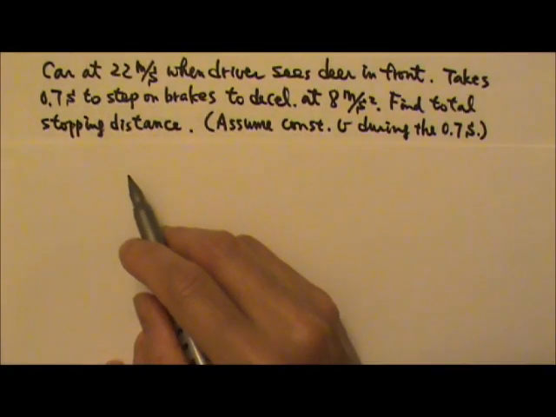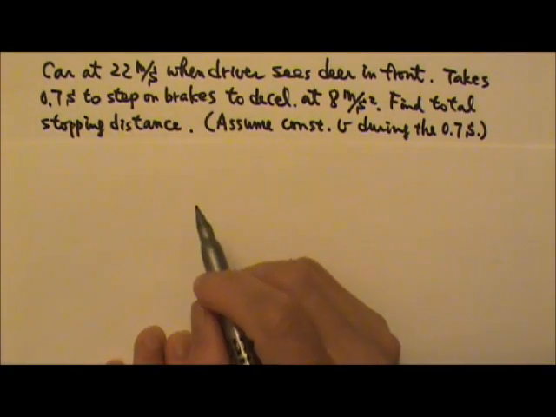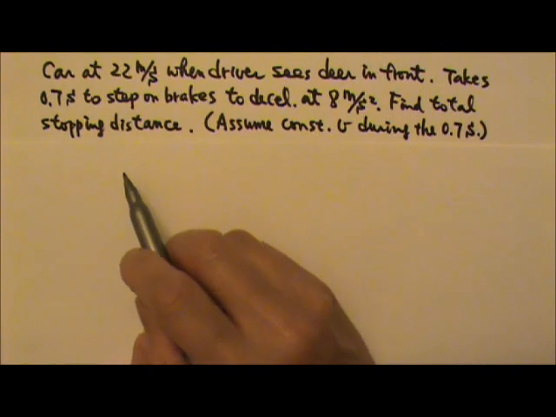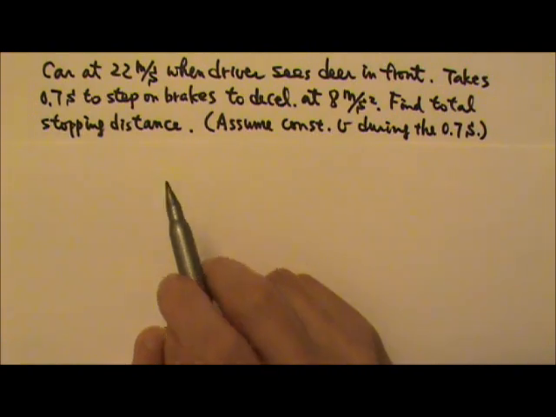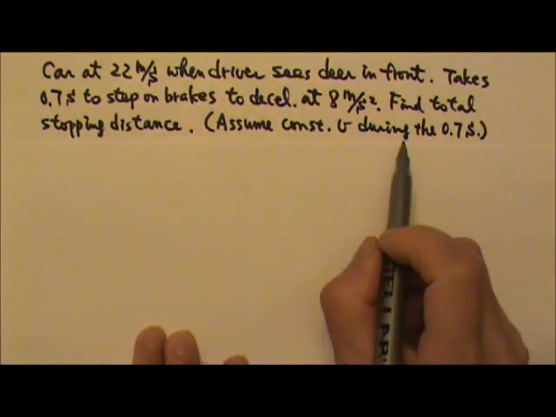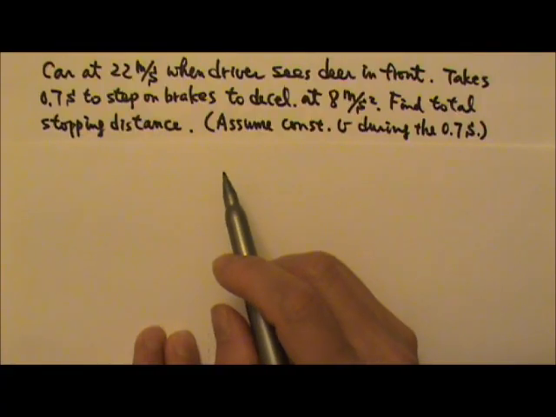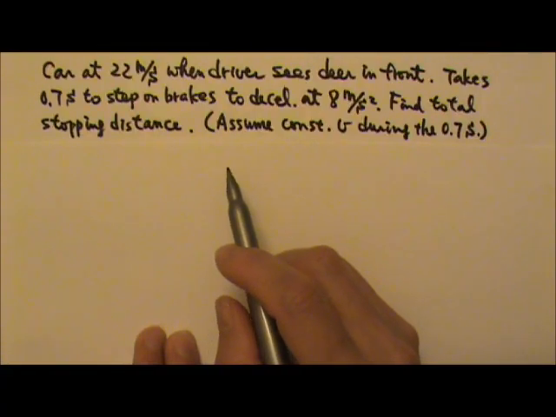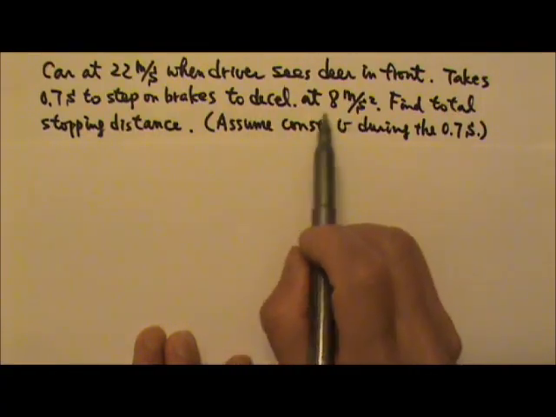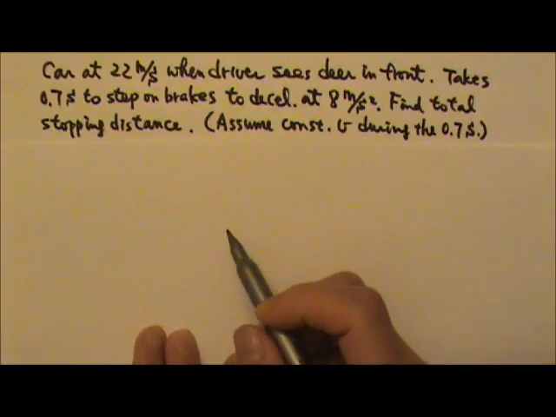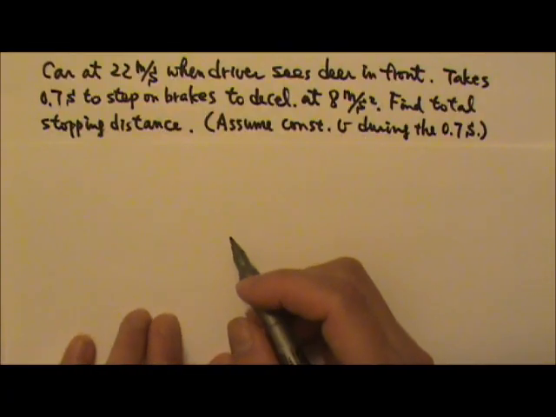This is a two-part problem because there are two kinds of motion involved. Before the brakes are actually stepped on, the car travels at a constant velocity. After the brakes are actually stepped on, the car travels at a constant acceleration. So we have to take care of one part at a time.